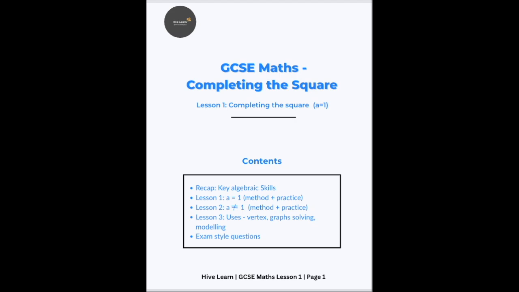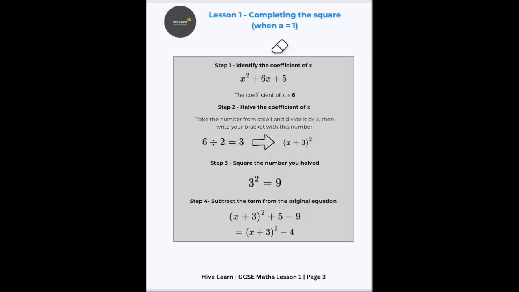Today we're starting a brand new mini unit series, completing the square. In lesson 1, today we are focusing on the easiest case, which is when the coefficient of x squared is 1. By the end of this lesson, you'll be able to rewrite any quadratic into complete the square form and understand why we do each step. Let's get started.